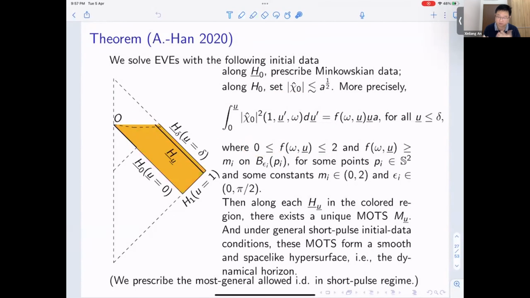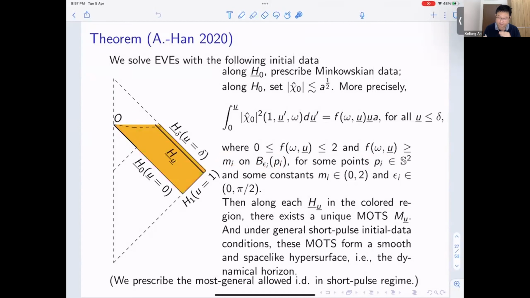The only requirement is that we need f to be positive within some very tiny ball, because we prescribe smooth initial data. We let m be positive at certain points, so we will have the lower bound m_i, the point p_i, and the ball, the component of the ball, which is epsilon_i. I will mention these three parameters later in the later slides.